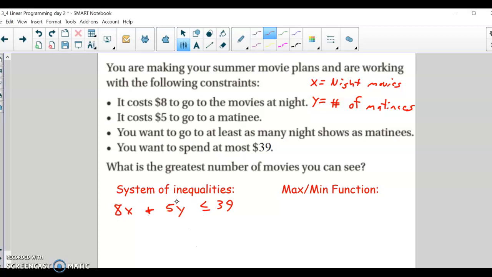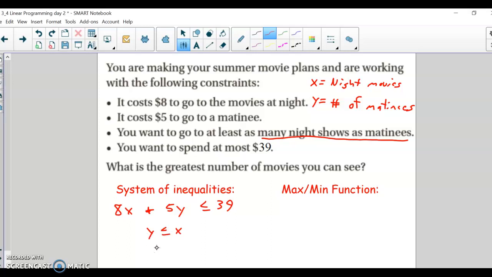All right, then the other one is kind of tricky, but you want to see at least as many night shows as matinees. So if we compare y to x, x is our night movies, and we want to go to at least as many night movies as matinees. So the x would be bigger, and we also could be equal. So this would say night shows x greater than or equal to matinees y.